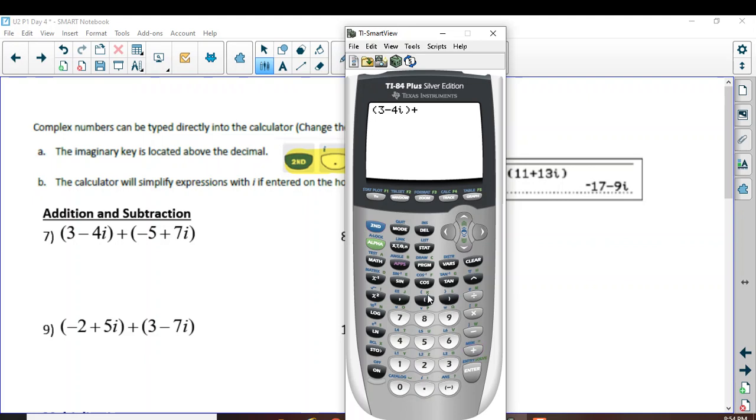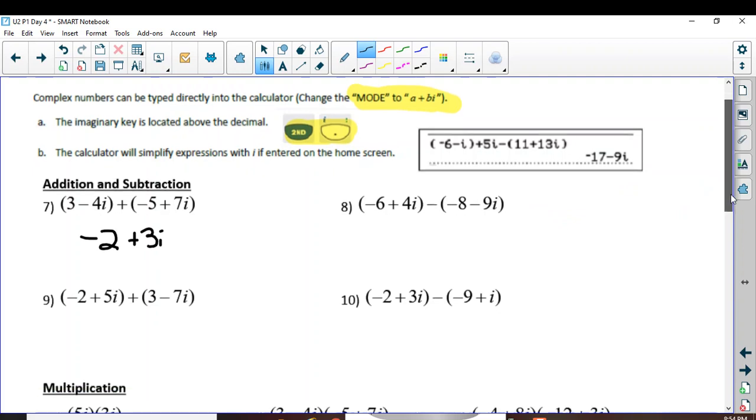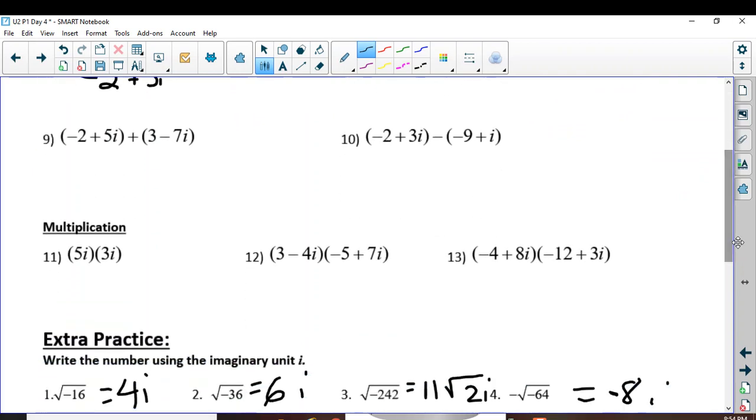Plus, and then I'll do negative 5 plus 7i. And there's my answer. All right, negative 2 and then I've got plus 3i. All right, so these you just type in just like they are, and just put in your answer.